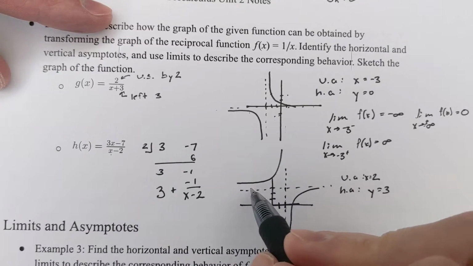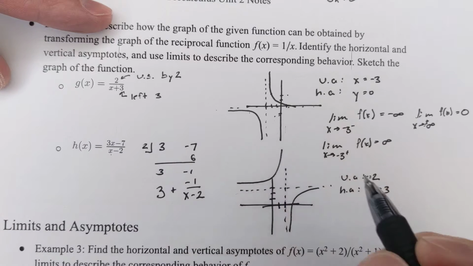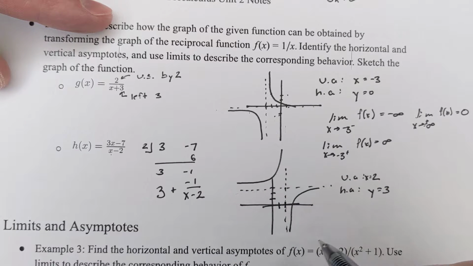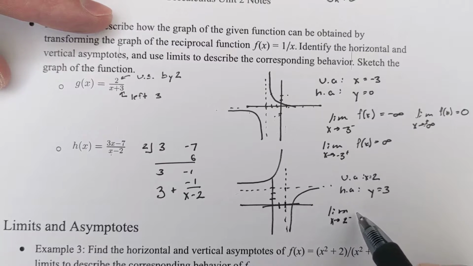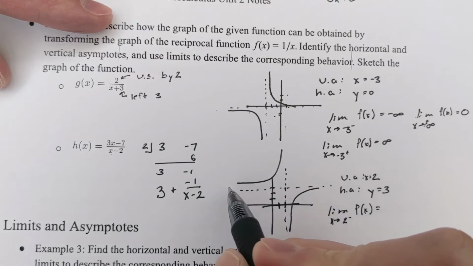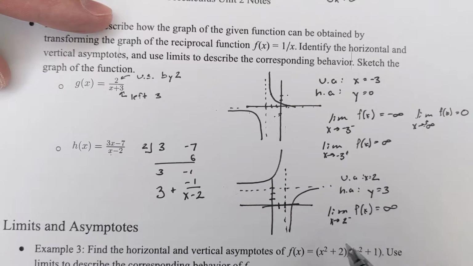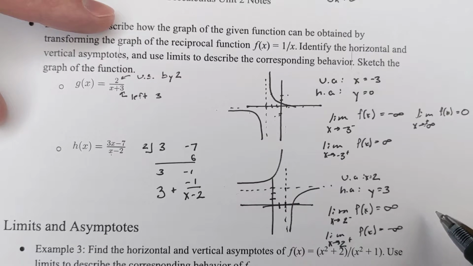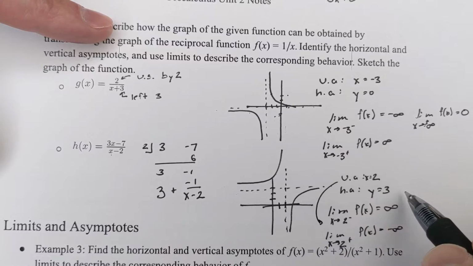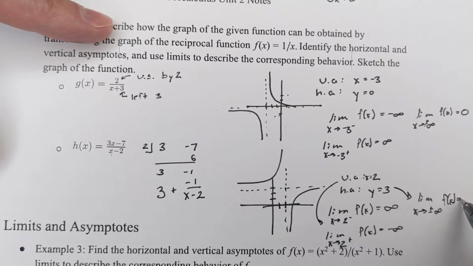So as you approach 2 from the left, goes to +infinity, 2 from the right goes to -infinity. So those are we'll do these. So limit x approaches 2 from the left goes to +infinity. The limit as x approaches 2 from the right goes to -infinity. So there's my vertical asymptote. My horizontal asymptote, the limit as x approaches positive or -infinity is equal to 3.